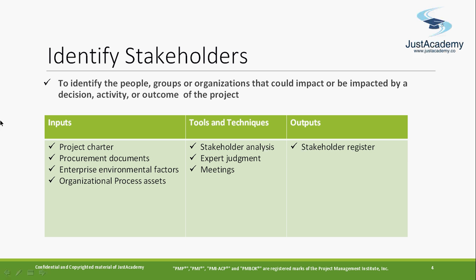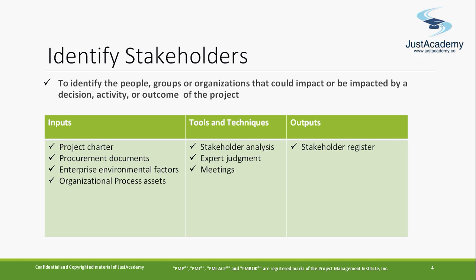Those become your stakeholders. Now the inputs will be the project charter and procurement documents. The procurement documents will at least tell you who your external vendors are, and the project charter will give you the high level requirements. Again, this is part of the initiating process group. So there are only two processes we have in initiating: develop project charter and identify stakeholders. The project is about to start. Enterprise environmental factors and organizational process assets are also inputs. These are the things that you need to look into to see who can affect your project.